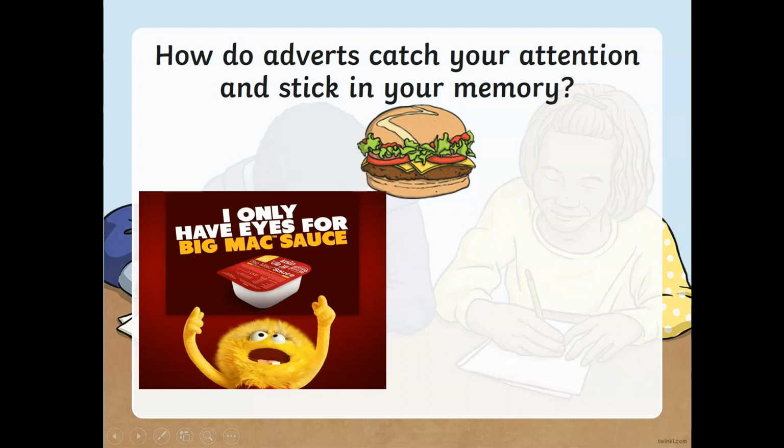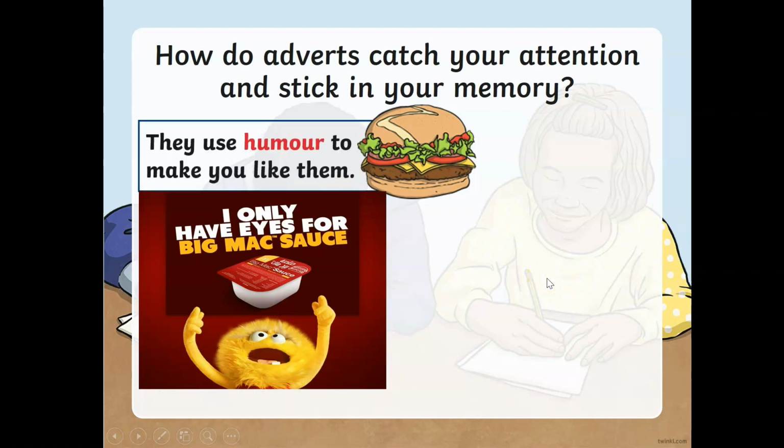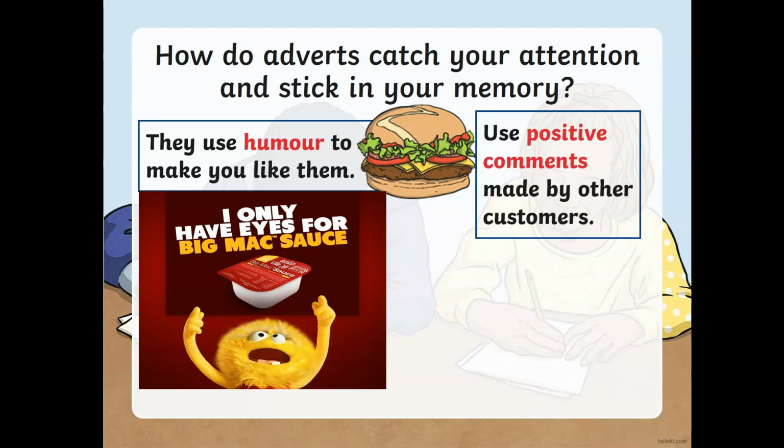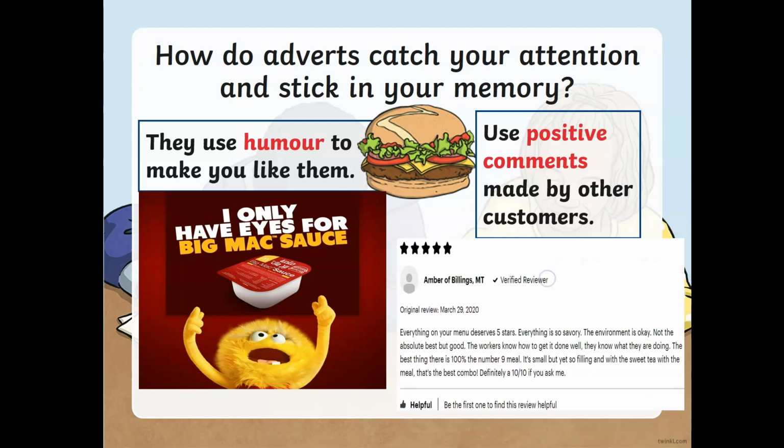Then sometimes they use humor to make you like them. There is a comic timing with which they attract the customer. Then they also use positive comments made by other customers. They have a review. You can see here that this is a positive comment made by a customer that everything on your menu deserves 5 stars. Everything is so savory. These are the comments made by other customers, which they also use to attract our attention.